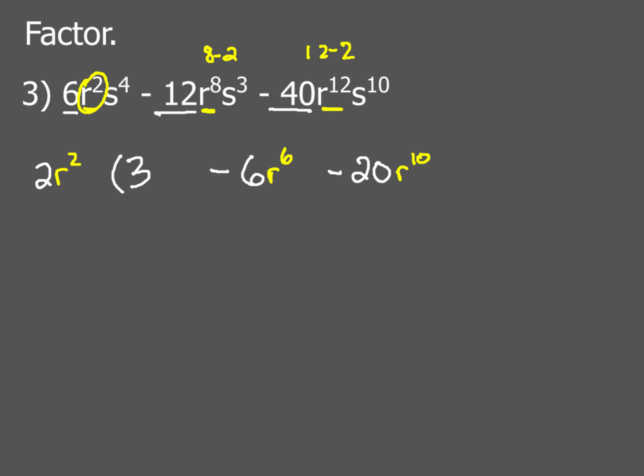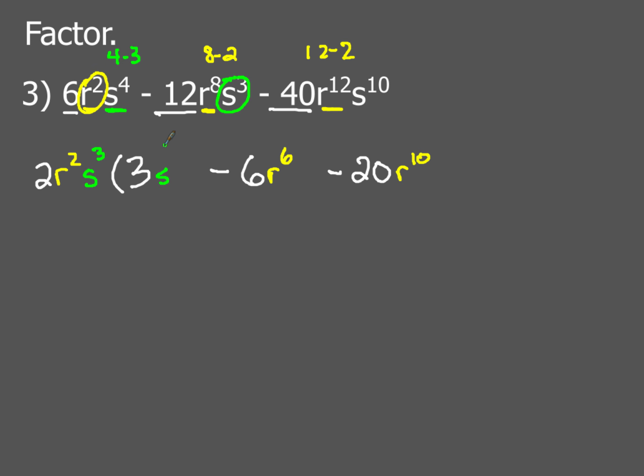Now I've got one other variable to check out, and that is s. So let's see, we've got s to the 4th, s cubed, and s to the 10th. Since I do have an s in each one of these, again, I'm going to look at my smallest exponent, which in this case is 3. So I'm going to factor out an s to the 3rd power. Now, s to the 3rd power and s to the 4th, when you subtract 4 minus 3, you just get 1. So I'm just going to have s to the 1st power, but we're math people, we don't write 1 as an exponent.